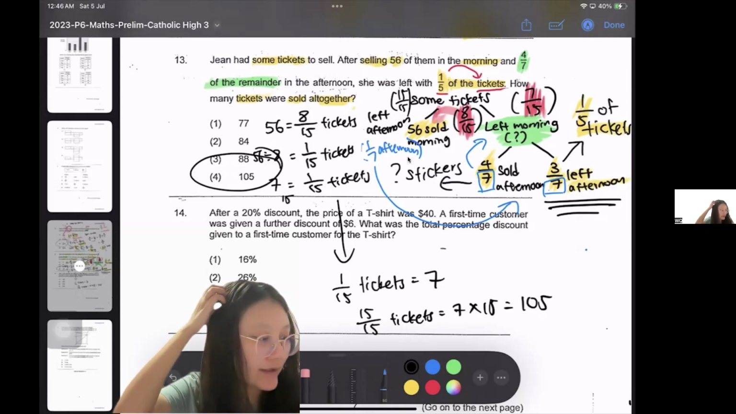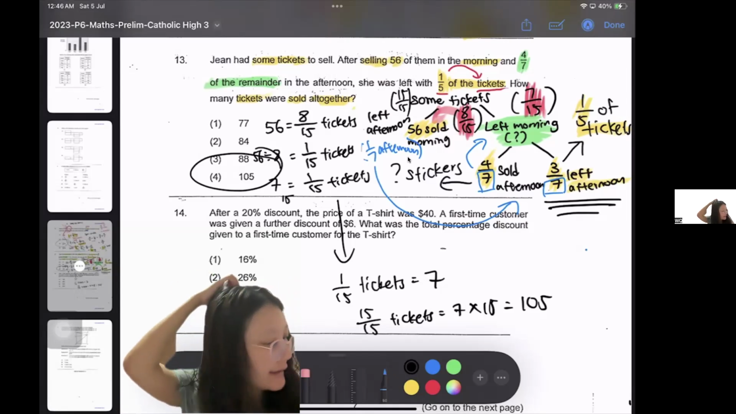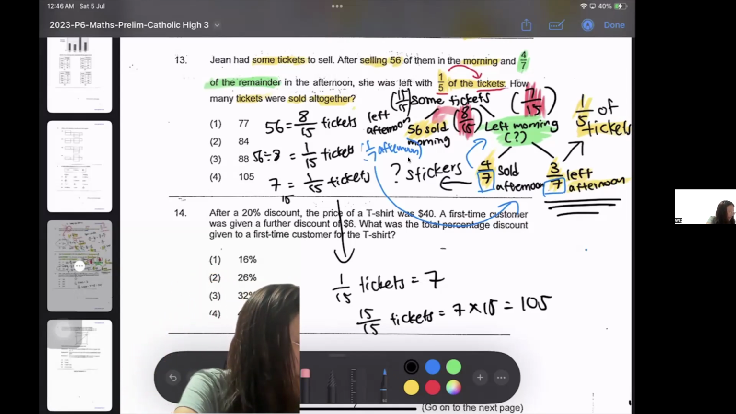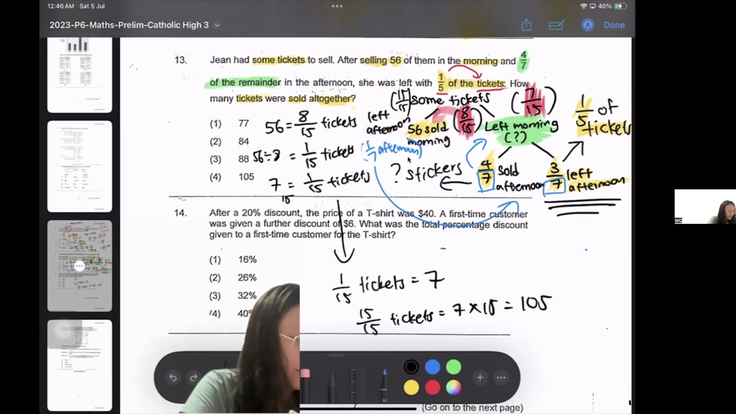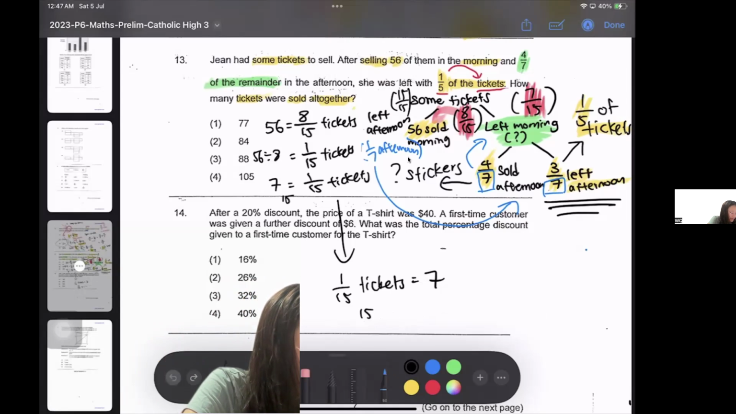Hey, sorry. Okay, it's not 105, sorry. 105 is the total. You need to find the sold. So what you need to do is actually not find the total, not find 7 out of 15. You need to find the left in the morning first, okay? You see here?